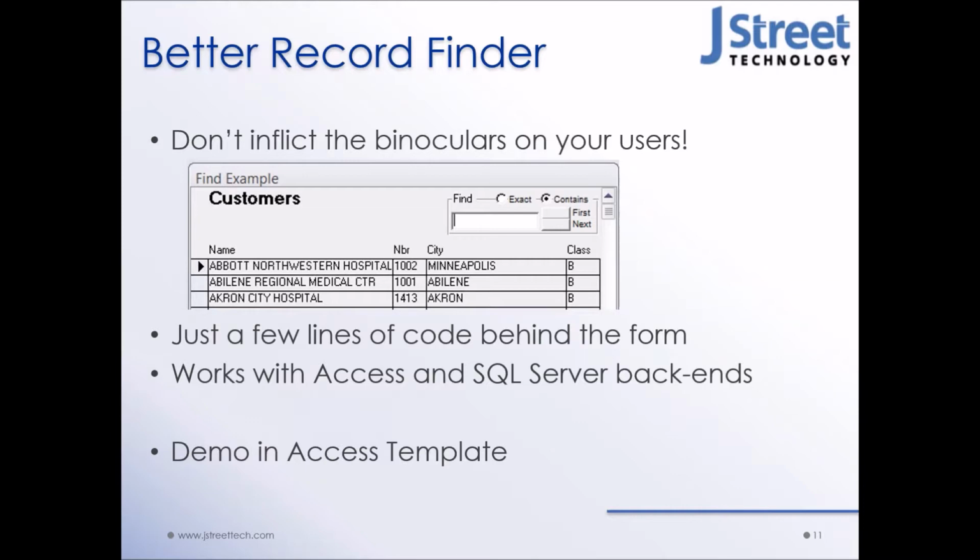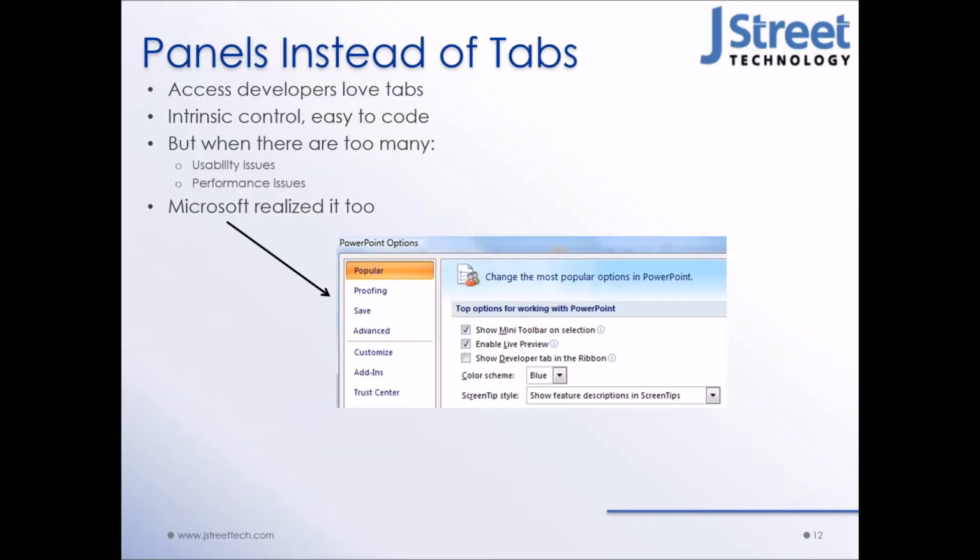Okay. All right. So the next one I want to show is the concept of using what we call panels. I don't know what their real name is, but we've always called them panels instead of using tabs. So we all love tabs. I've seen lots of forms out in the wild where people build them with tabs, and we sometimes use tabs also. There's nothing wrong with tabs intrinsically. They're easy to code. It's already built in. They're great, but you can have too many tabs.